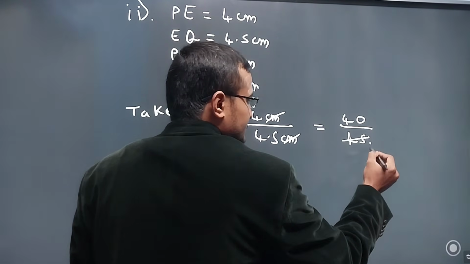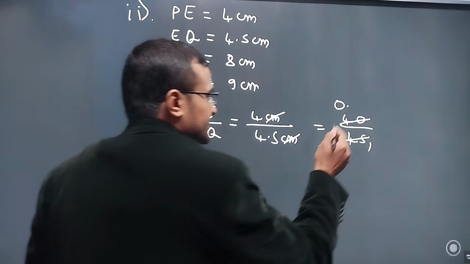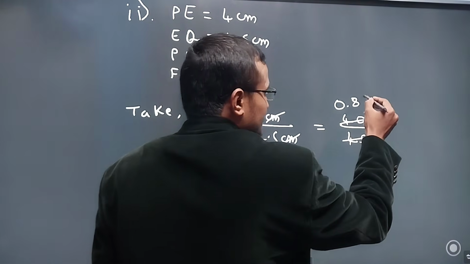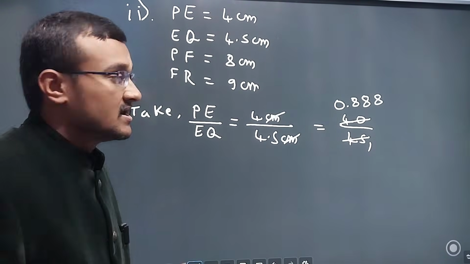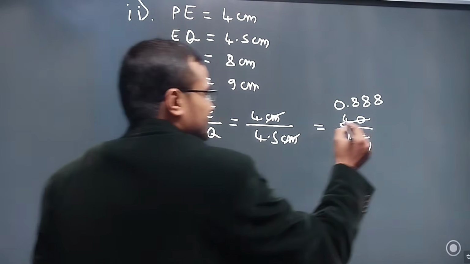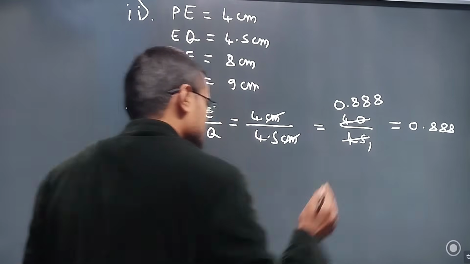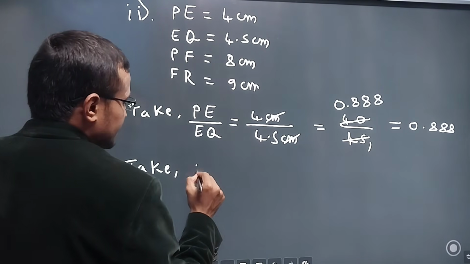So now 45 ones are 45. 45 point we have to take 400. So 45 8s are 360. So 40 will be remaining. Again 8, again 8. So like this it goes on. Now the ratio of PE by EQ is 0.888 and it goes on like that. Now we will take PF by FR.